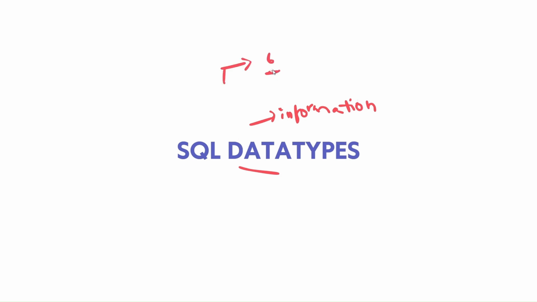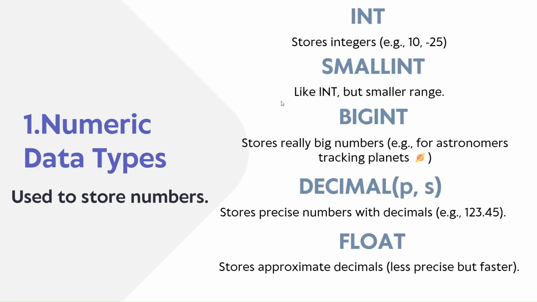Now let's look into them one by one. The first one is numeric data types. Numeric data types are usually used to store numbers. We have INT, SMALLINT, BIGINT, DECIMAL and FLOAT in numeric data types. INT is generally used to store integers like 10, minus 25, etc. Perfect for things like student IDs or ages. No fractions are allowed in this type.